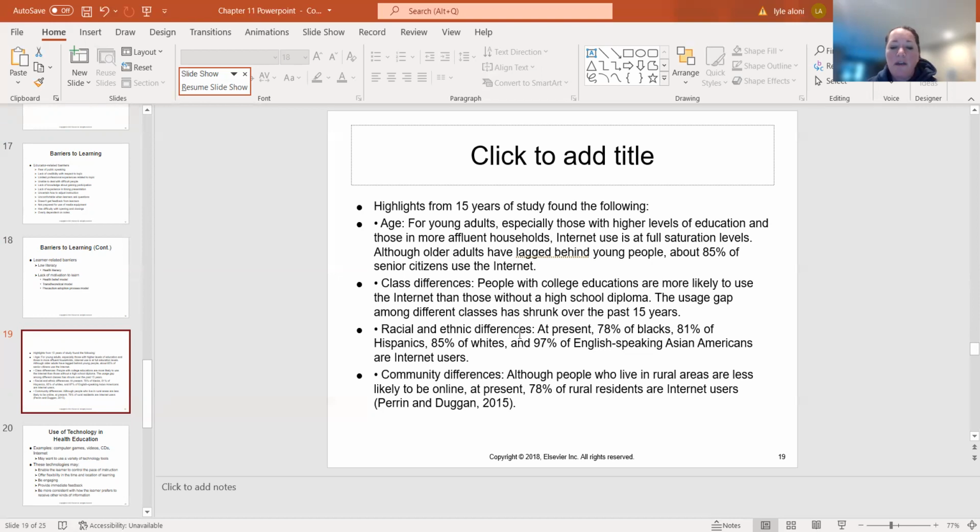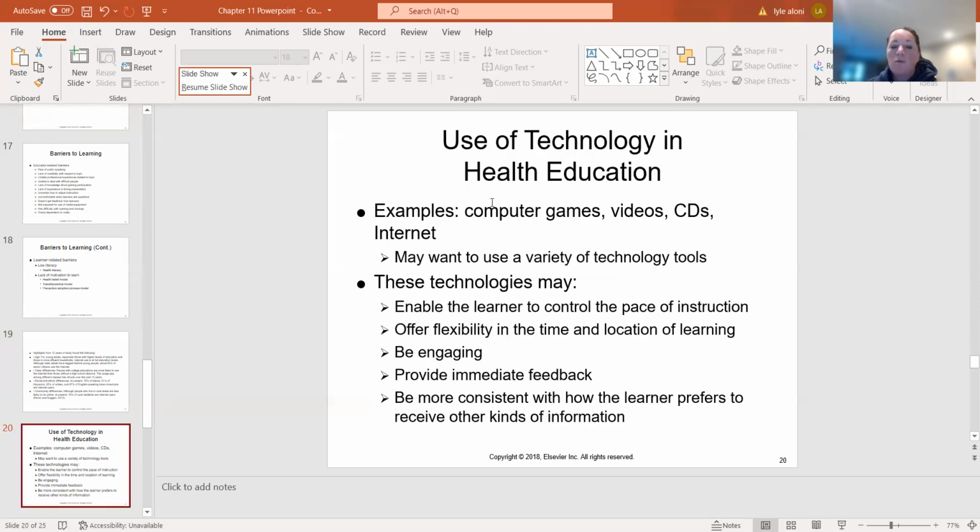And then racial and ethnic. So at present, and this was when our book was published, so 2018, 78% of Black, 81% of Hispanics, 85% of whites, and 97% of English-speaking Asian Americans are internet users. So look at that. I mean, we have more than 3/4 of all of our different racial and ethnic groups using the internet. And also people who lived in rural areas, because they're further out, things like that, 78% are going to be using the internet. So when we look at technology, we're going to look at computer games, videos, CDs.